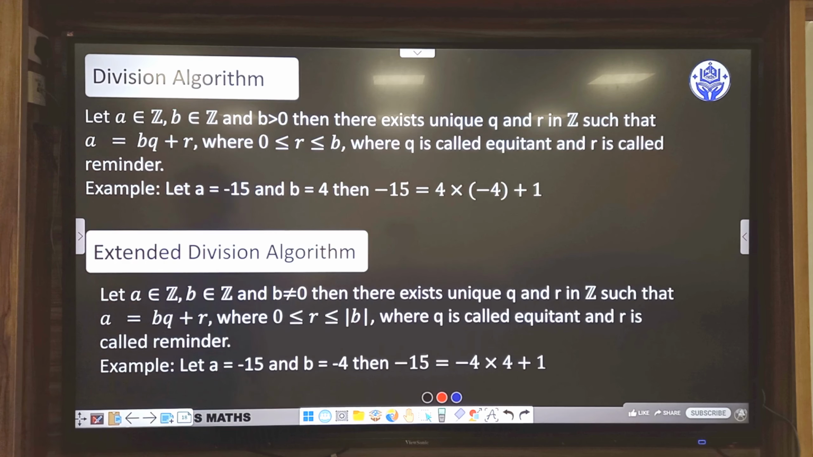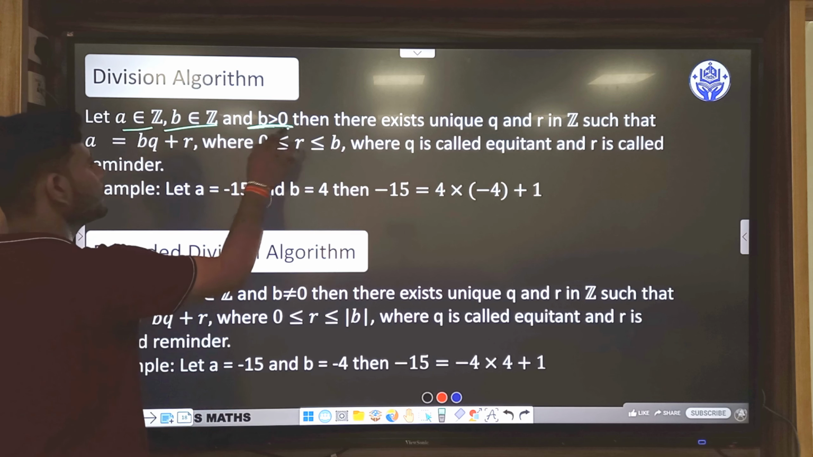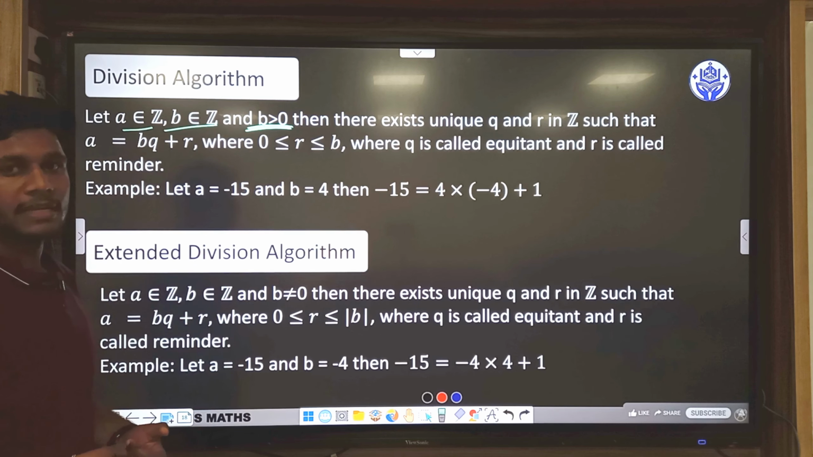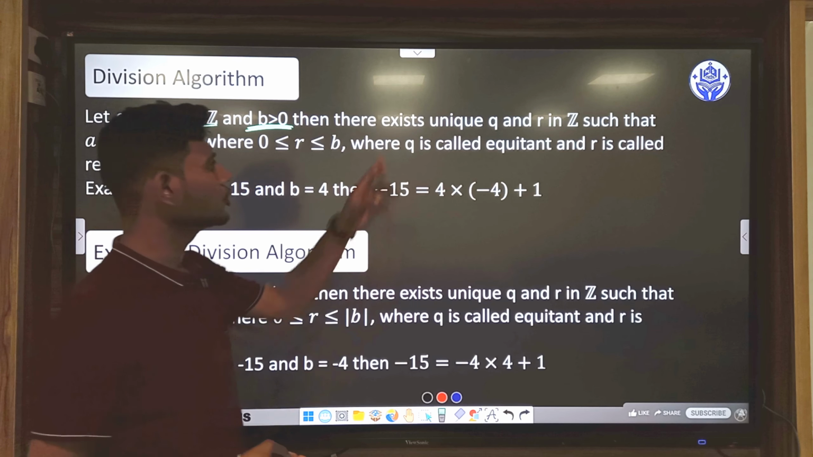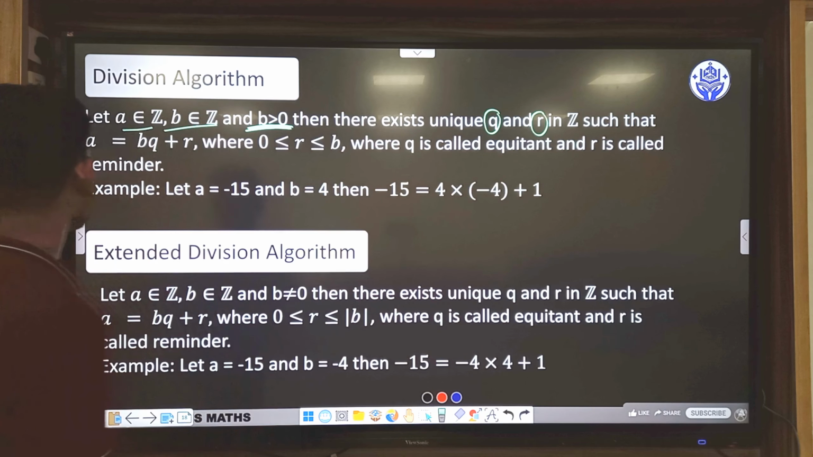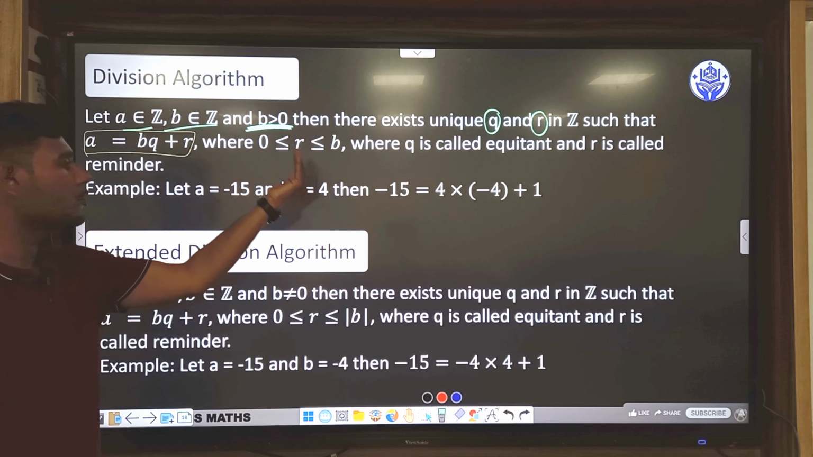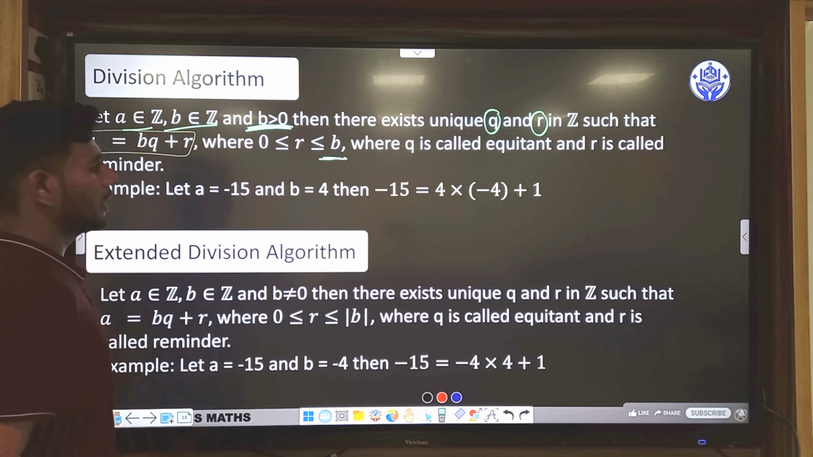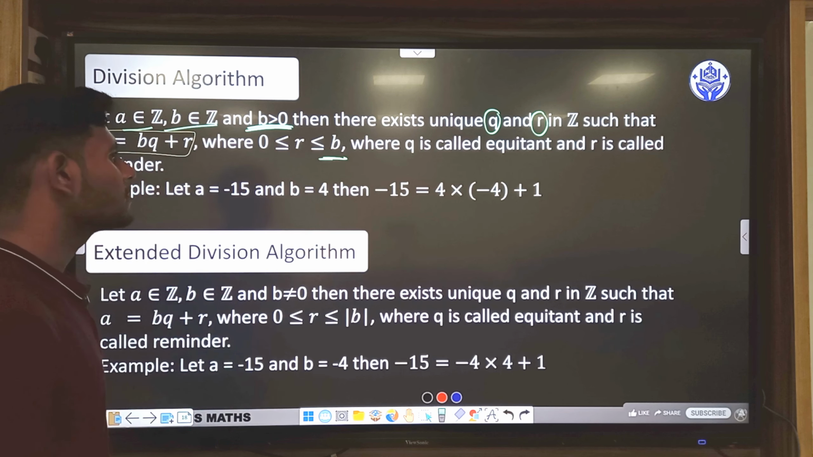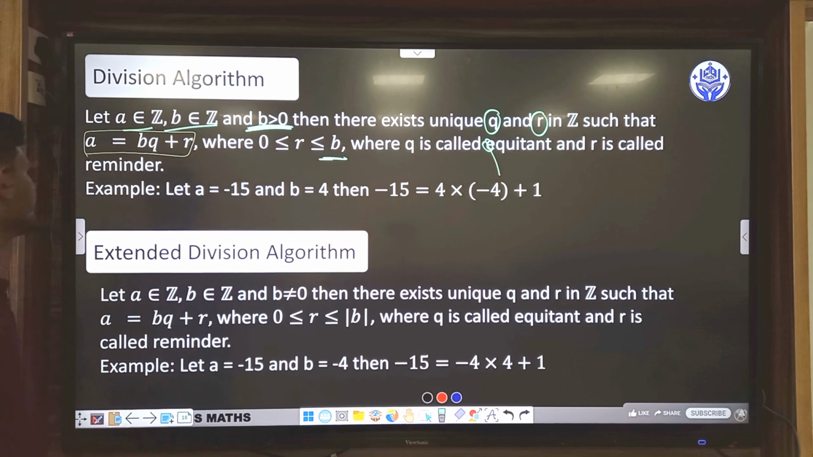Next we have the division algorithm. This is one of the important concepts. Let A belong to Z, B belong to Z, and if B is greater than 0, then there exist unique Q and R in Z such that A is equal to BQ plus R, where R is between 0 and B, up to B. Q is called the quotient and R is called the remainder. This is my remainder theorem.